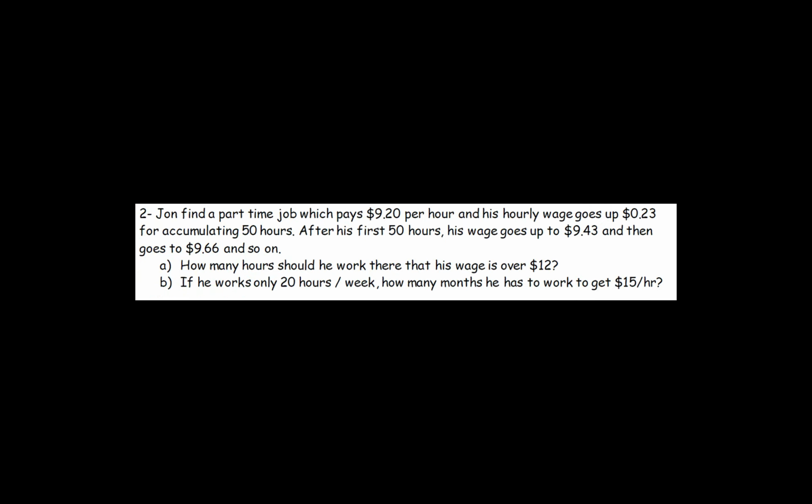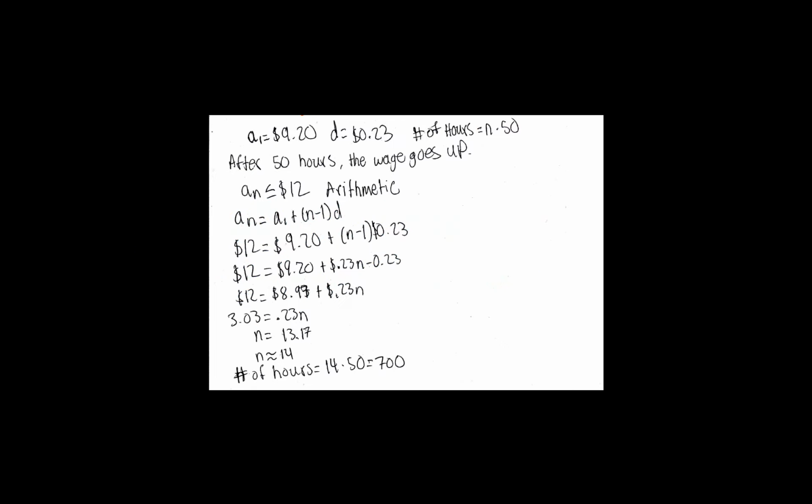Let's check out number 2. John found a part-time job which starts at $9.20 per hour, and his wage goes up 23 cents for every 50 hours he works. After 50 hours, his wage goes up to $9.43, and then $9.66, and so on. Part A is asking for how many hours he should work so that his wage is over $12. So we know a_1 is equal to $9.20, and the difference d is equal to 0.23.